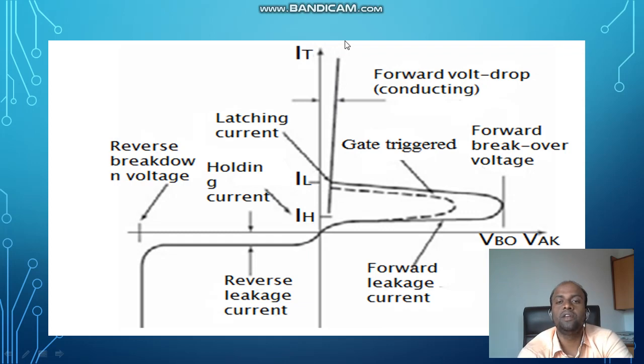And holding current is when you remove the gate pulse, then the current starts reducing. At the latching point, it doesn't get turned off. It remains in the turn-on state for some more time till this point. After this point, the device gets turned off. So the point till which it kept on conducting is called the holding current.